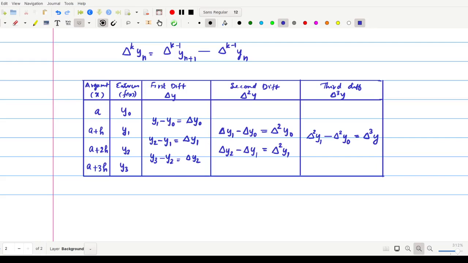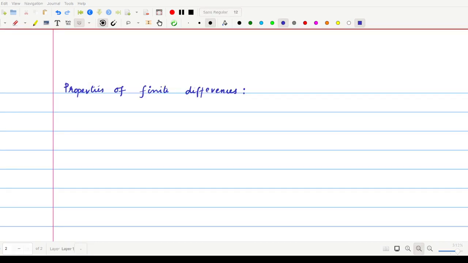Hi all. In the last class we have seen how to construct this forward difference table. In any forward difference table, the first entry is y naught, and delta y naught, delta square y naught and delta cube y naught are called the leading differences. Now we will see some properties of these finite differences.